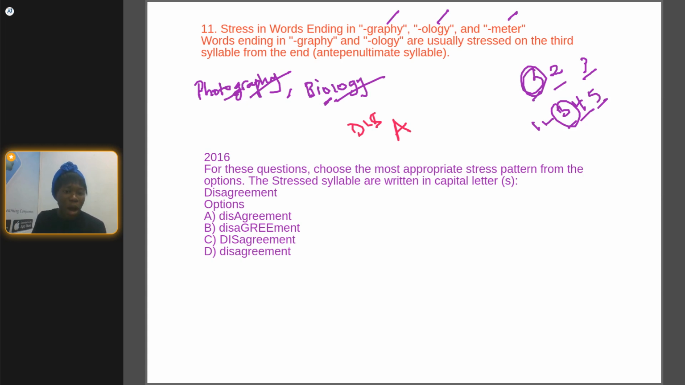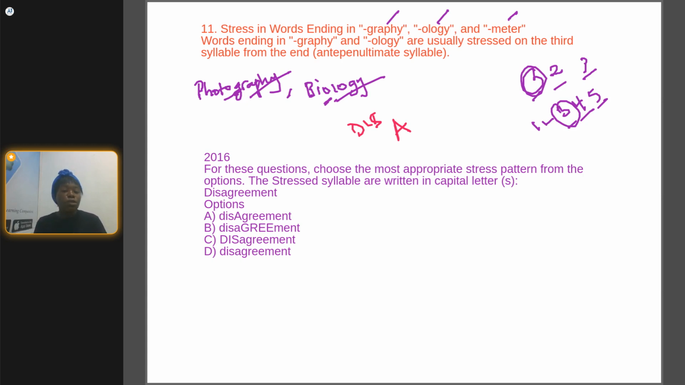In case you are wondering why they write some in capital letters and some in small letters, it means they already broke down the syllables for you, so you don't need to start calculating how many syllables the word has. All you have to do is locate which of the syllables is the stressed one. All right, so the word we have here is disagreement.